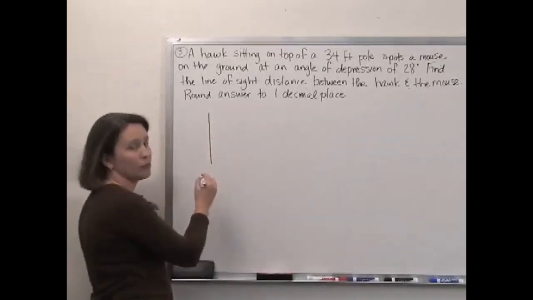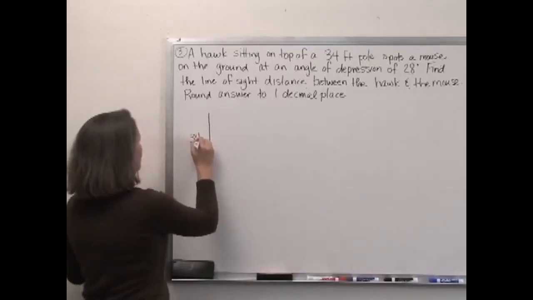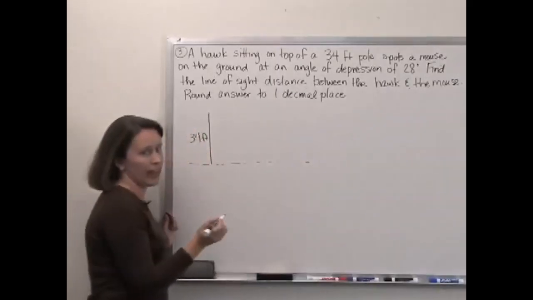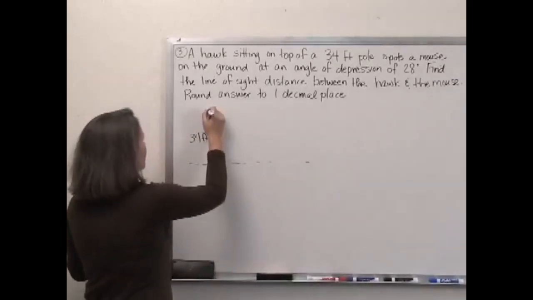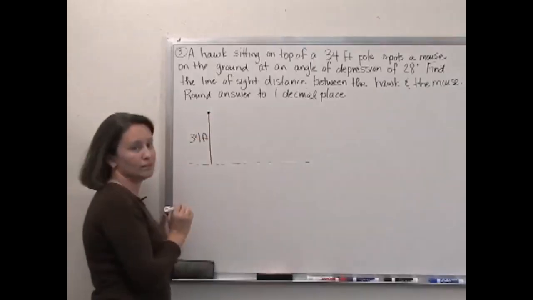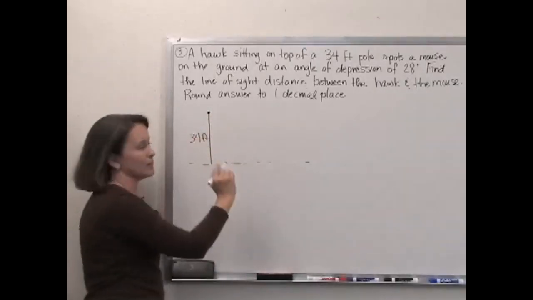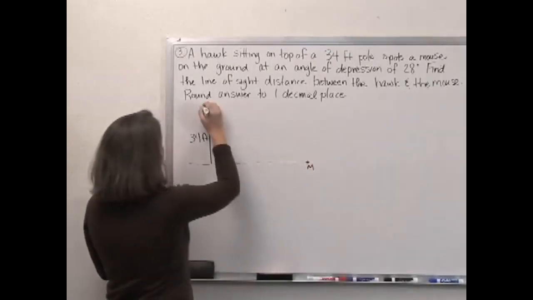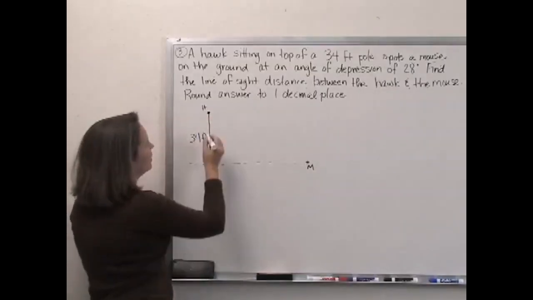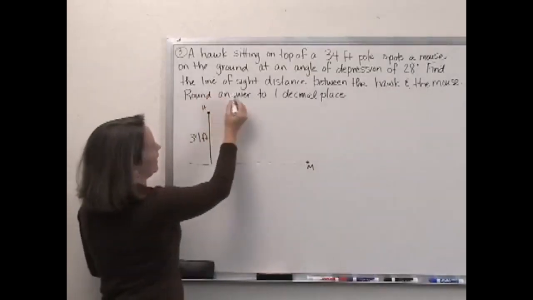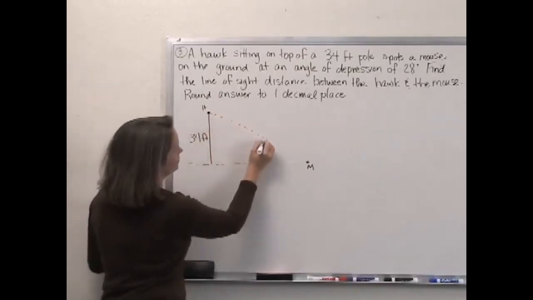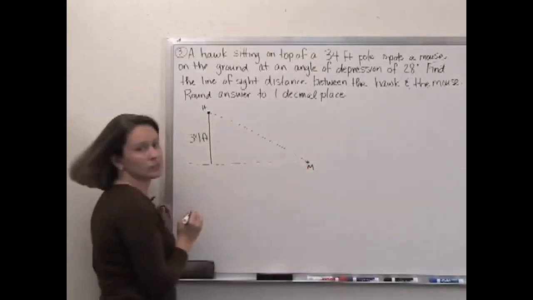Here's our 34-foot tall pole that's on the ground. We're going to assume the ground's flat. And right at the top of the pole, there's our hawk. And he's looking, and he finds a mouse. So the mouse is down here. The question asks us to find the line of sight distance between the hawk and the mouse. So we want to know how far it is for the hawk to get to the mouse.